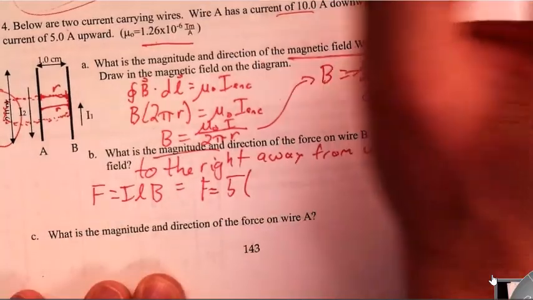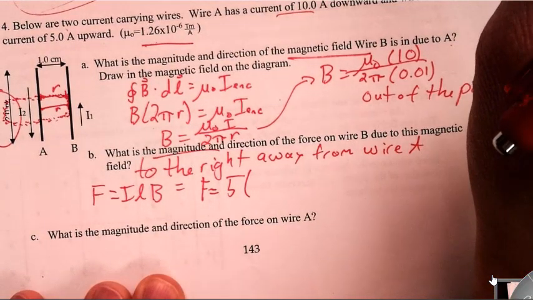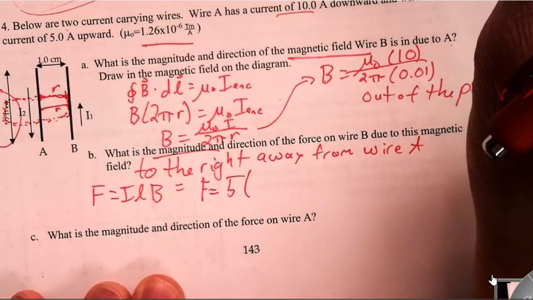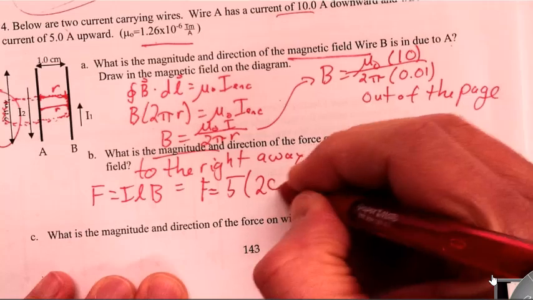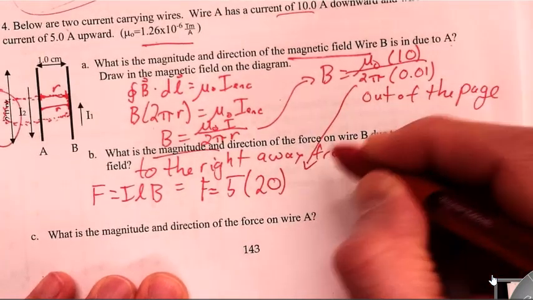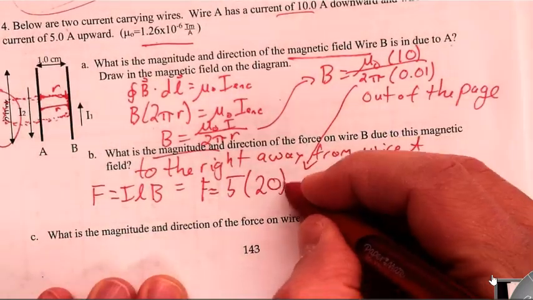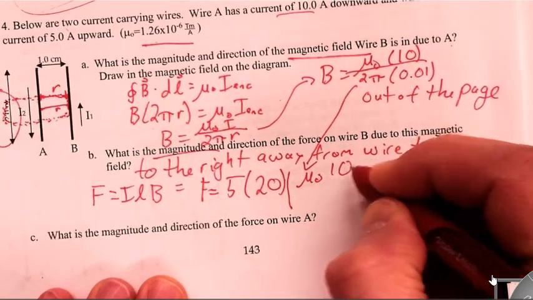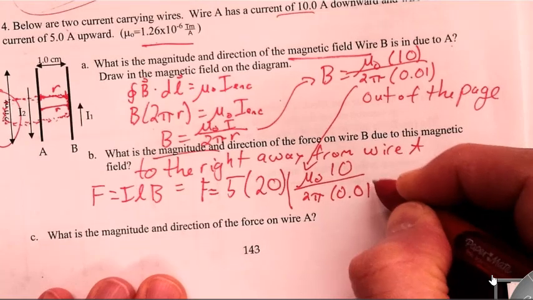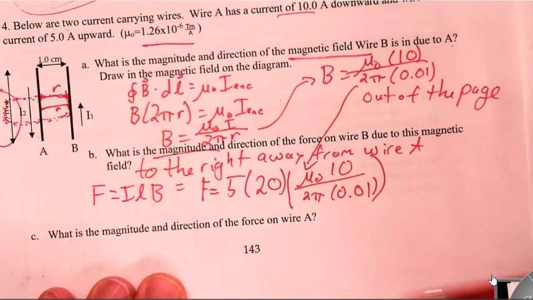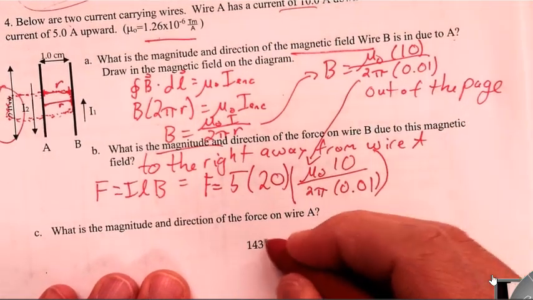Oh, what the heck does that say? 20 meters? I'm going to assume that says 20 meters. And then B is the magnetic field due to this one. So mu naught times 10 over 2 pi times 0.01. And it should be equal and opposite.